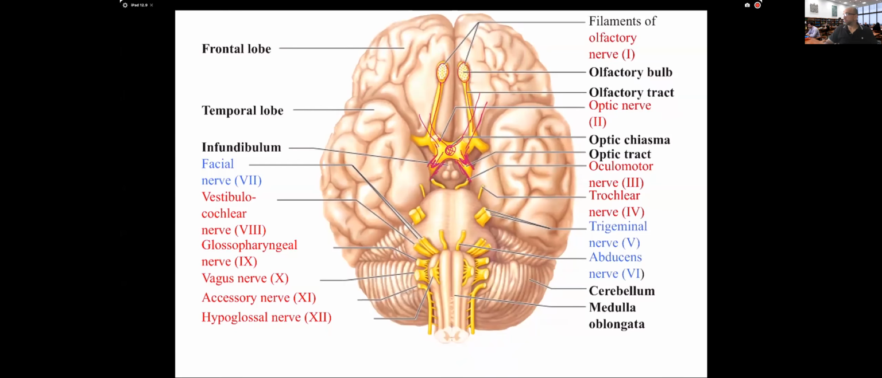Moving on to cranial nerve number 3. This is my oculomotor nerve, and from its name, what do you think is going to be an action of this nerve? It's going to be oculo, eye movement: oculomotor. Another cranial nerve that's going to be allowing the movement of the eye is the trochlear nerve, which is cranial nerve number 4.